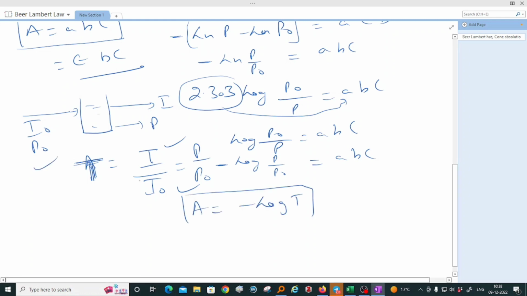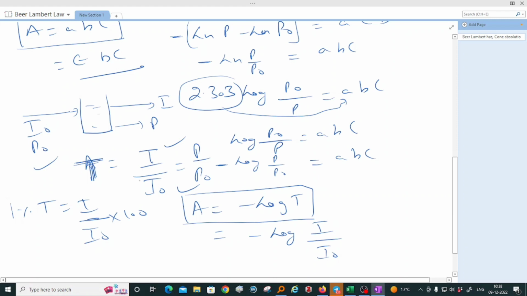So if you want to define, absorbance is equal to negative of the logarithm of transmittance. So minus logarithm of I by I naught, you can write it like this. Now if you want to write percentage transmittance, you simply have to multiply by 100. So the percentage transmittance is equal to I by I naught into 100.